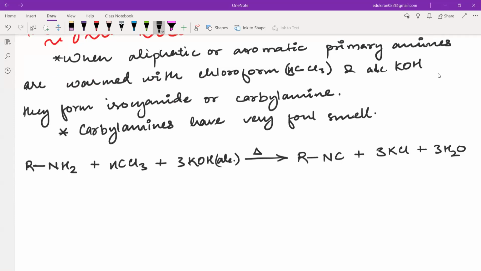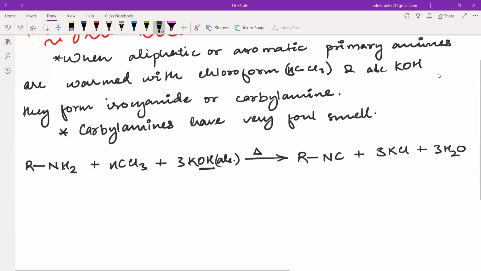Now, in this reaction also, you can see one thing, that one carbon is added. Here we have NH2. So from NH2, this carbon is just adding on this nitrogen. The hydrogen is making water from the OH, and the CCl3 is being reacted with the KOH.